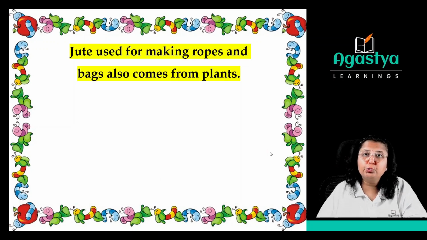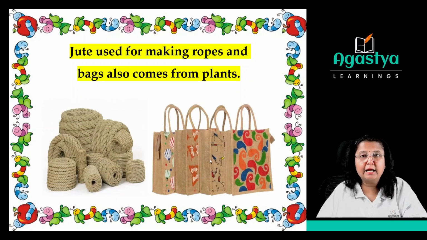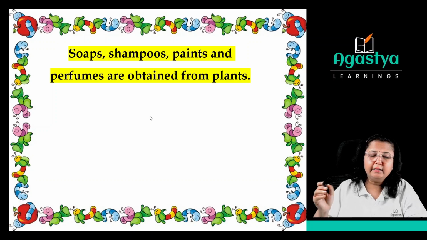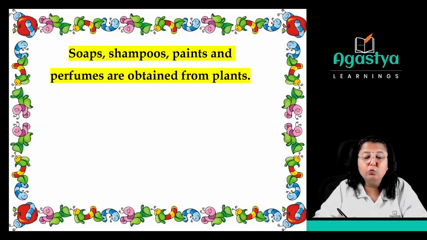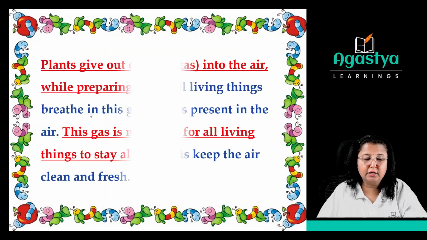Next is the jute plant. Jute, used for making ropes and bags, also comes from plants. Here we can see a variety of ropes with different thickness. We can get beautiful colorful bags with different designs from the jute plant. Again, soaps, shampoos, paints, and perfumes are obtained from different plants. We can say oil is used for making soaps, shampoos, and many more things.